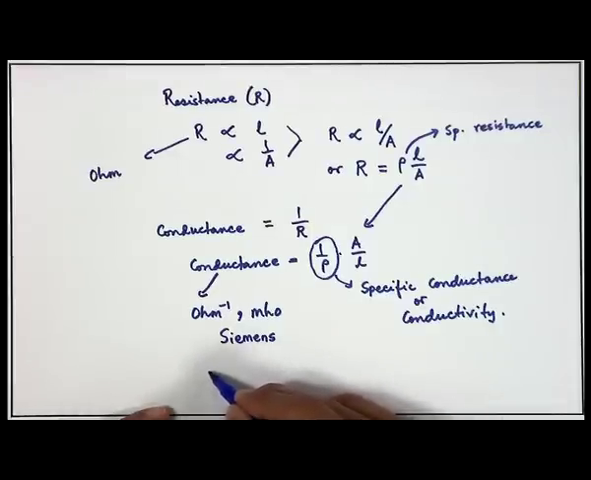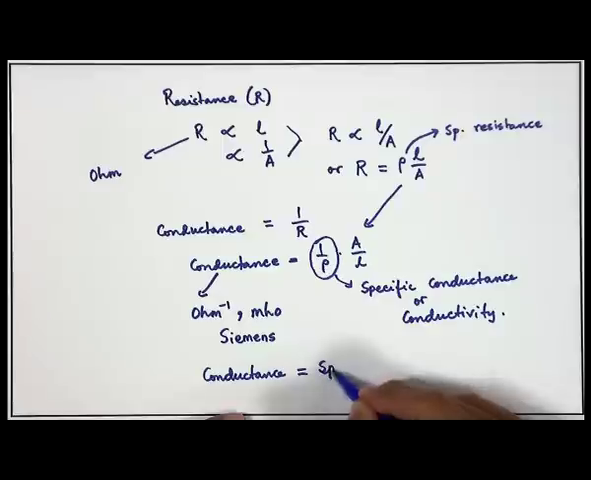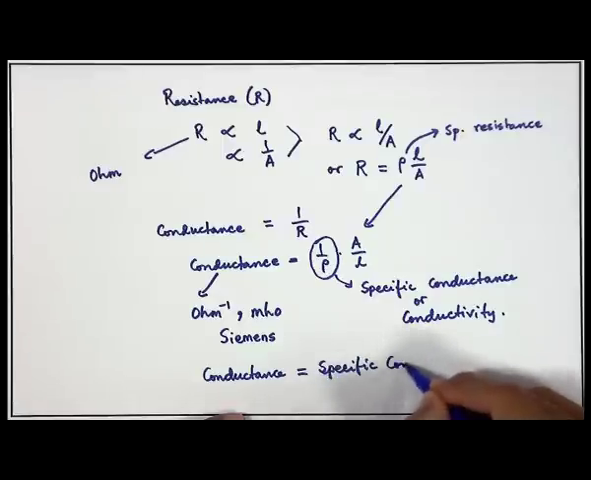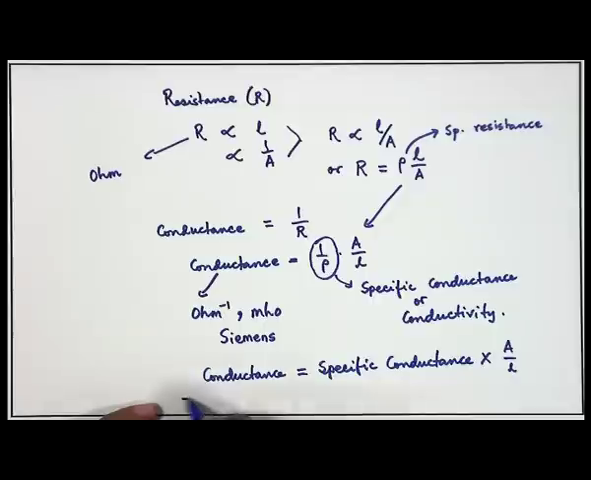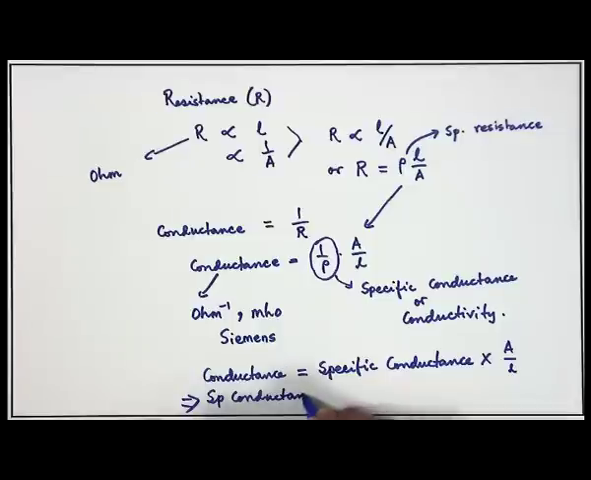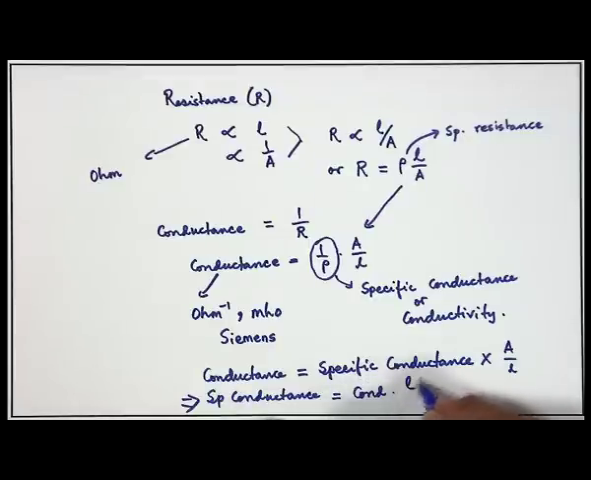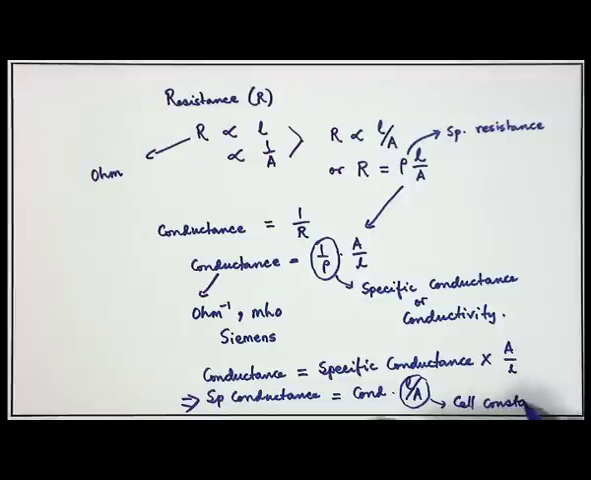Conductance is equal to specific conductance or conductivity into A by L. Or from here we can write specific conductance is equal to conductance into L by A, which is basically a term which is given a new name, cell constant. Why do we write cell constant? I am coming to that.